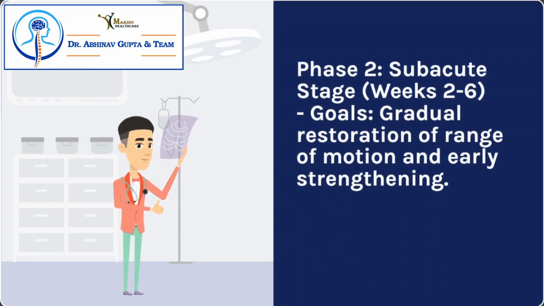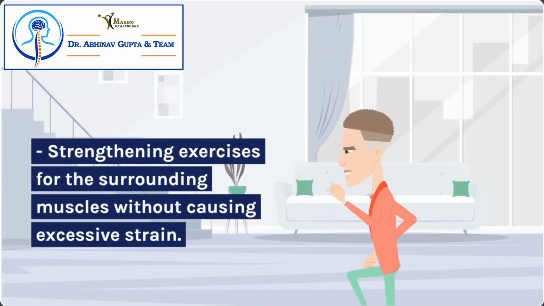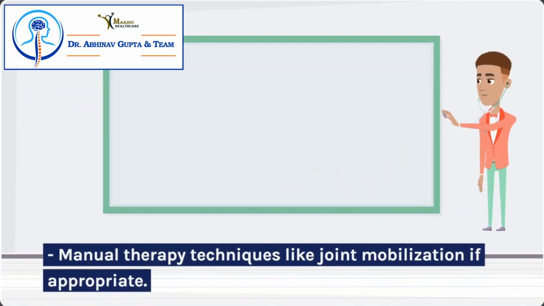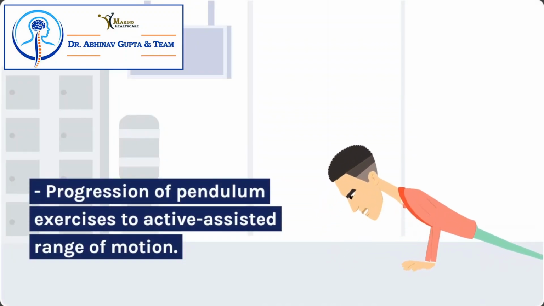Phase 2. Subacute stage, weeks 2 to 6. Goals: gradual restoration of range of motion and early strengthening. Physiotherapy interventions: passive range of motion exercises to improve flexibility. Strengthening exercises for the surrounding muscles without causing excessive strain. Manual therapy techniques like joint mobilization if appropriate. Progression of pendulum exercises to active assisted range of motion.